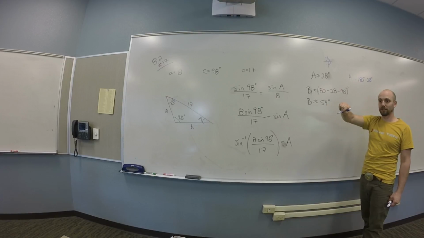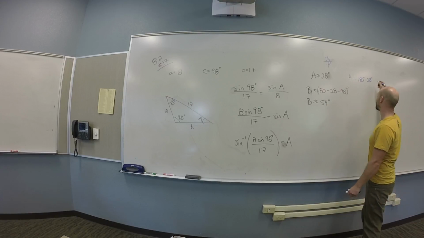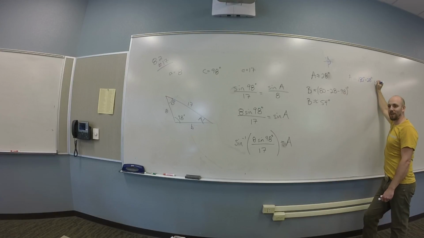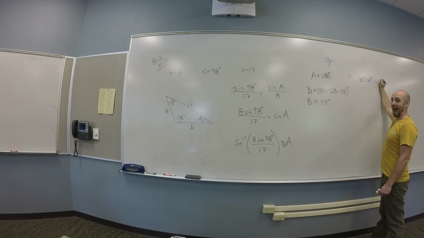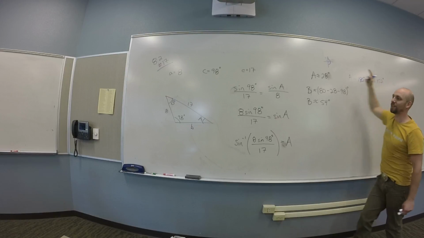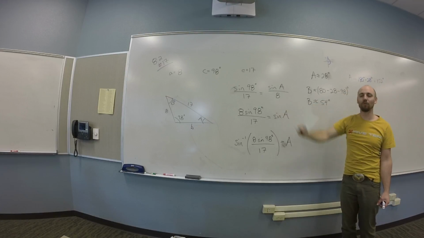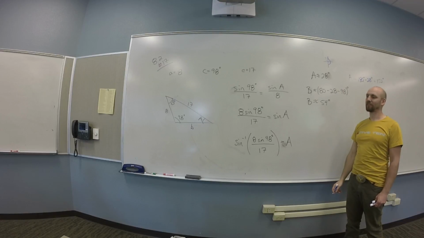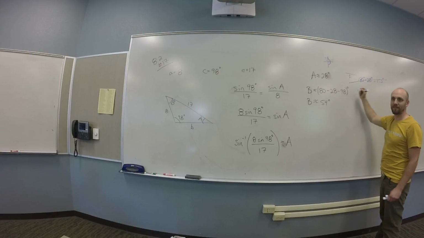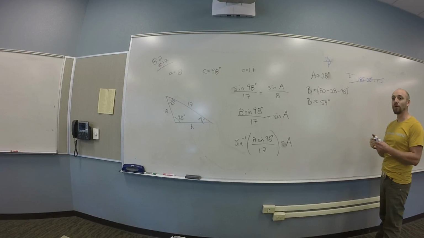Does that make sense? Okay, 180 degrees minus 28 degrees is 152 degrees. And 152 degrees and 98 degrees add up to more than 180, right? So this can't happen. Okay, you have to worry about that.